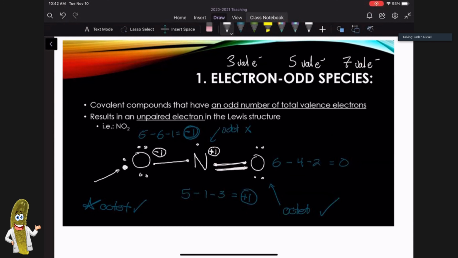So again, the weird rule with this one was the first drawing I did, oxygen did not meet the octet rule. It only had 7 surrounding electrons, and that's a problem for oxygen. But for nitrogen, it's no problem. He has no issues breaking the octet rule because he has 5 valence electrons normally. Questions about that one?